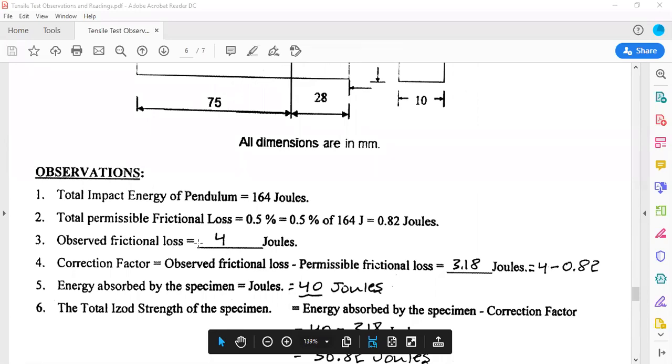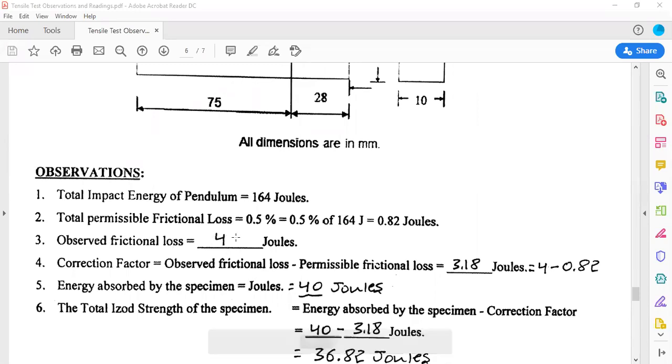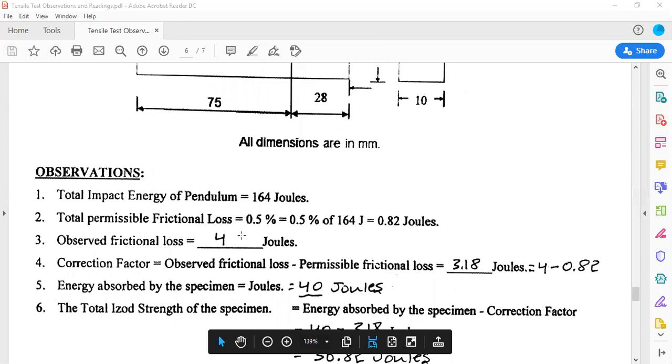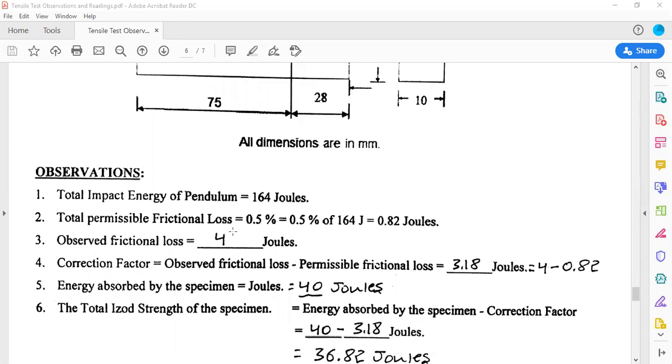Observed frictional loss, it is 4 joules. Actually, the observed frictional loss is 2 joules. We observed 1 unit. Therefore, the observed is 2 joules. By mistake, I have written it as 4 here. Observed frictional loss is 2 joules.